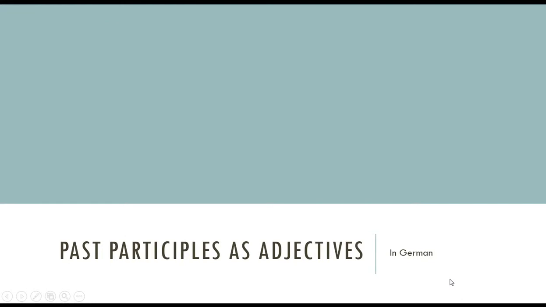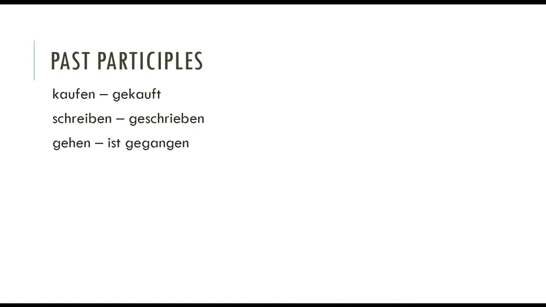Past participles as adjectives. So, you've probably seen a lot of past participles so far in German. Let's just review what a past participle is. So, we learned the infinitive form kaufen. The past participle of kaufen is gekauft. Schreiben, the past participle is geschrieben. Gehen, the past participle ist gegangen.